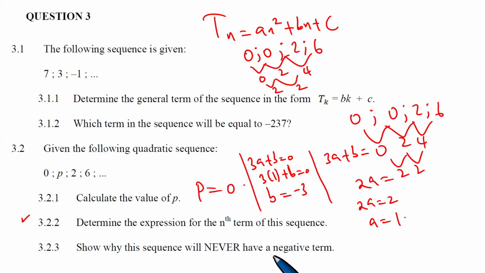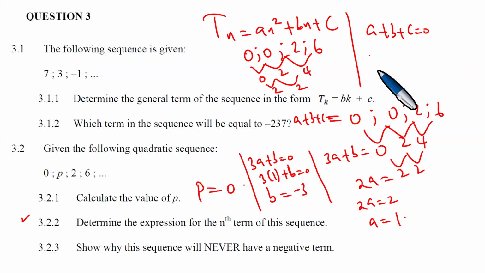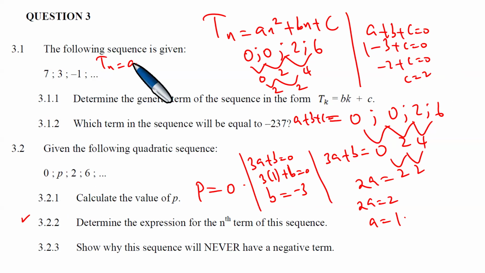So you'd have therefore that b equals minus 3. After having obtained b equals minus 3, how do we get the value of c? Here a plus b plus c equals 0. Your a is 1, your b is minus 3, so 1 minus 3 is minus 2, plus c equals 0, which means c equals 2.